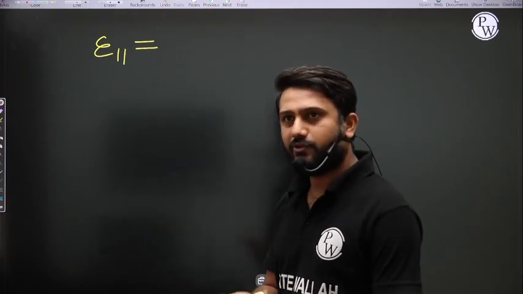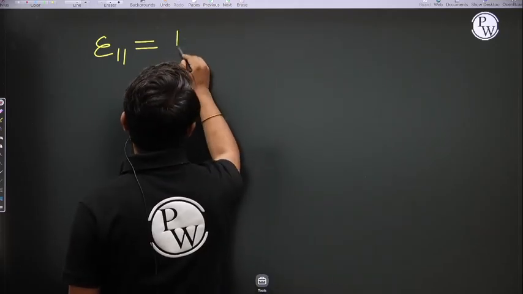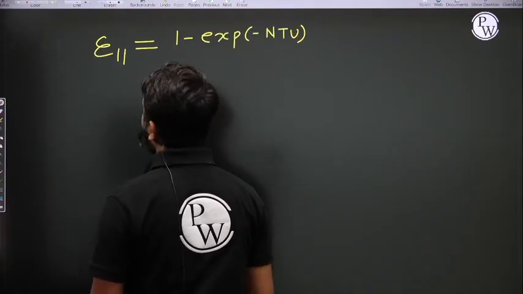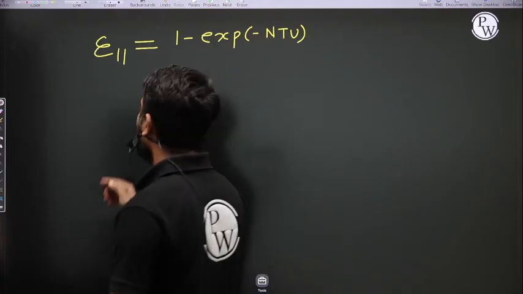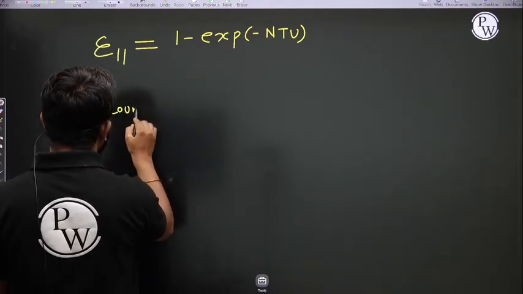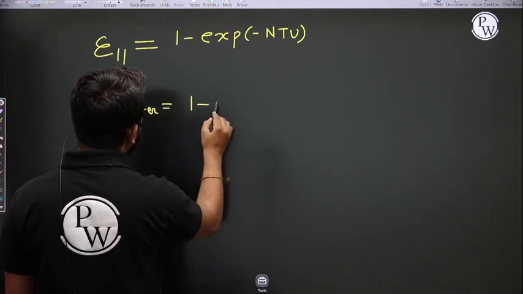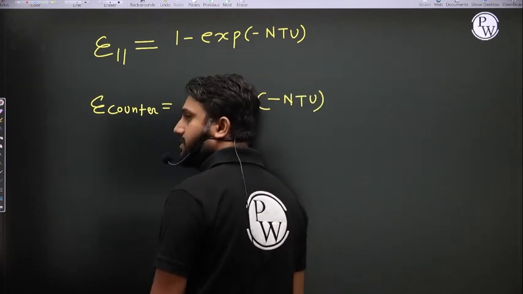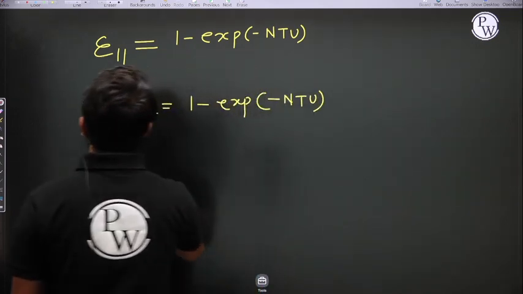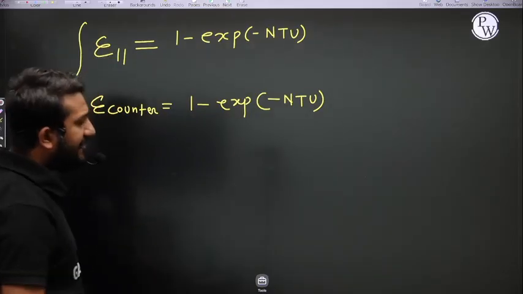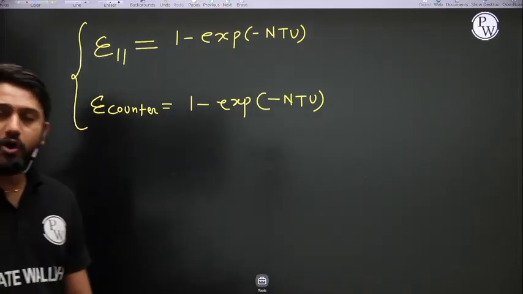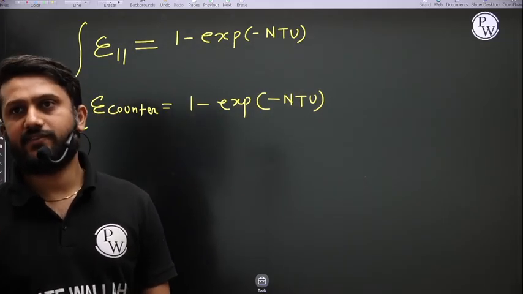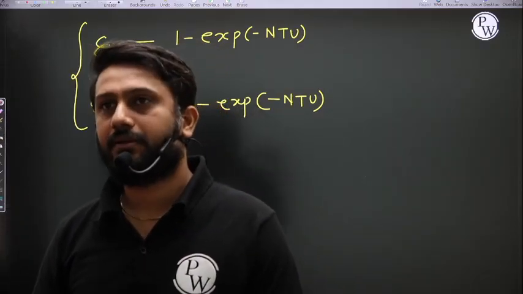Parallel flow and counter flow, you are getting the same result. See here, 1 minus exponential minus NTU, right? You are getting this mathematical expression because CR is 0. If counter flow, again this is 1 minus exponential minus NTU, because CR is 0. So you are getting the same effectiveness expression if an evaporator or condenser type of heat exchanger is there, either parallel or counter. Is it clear?